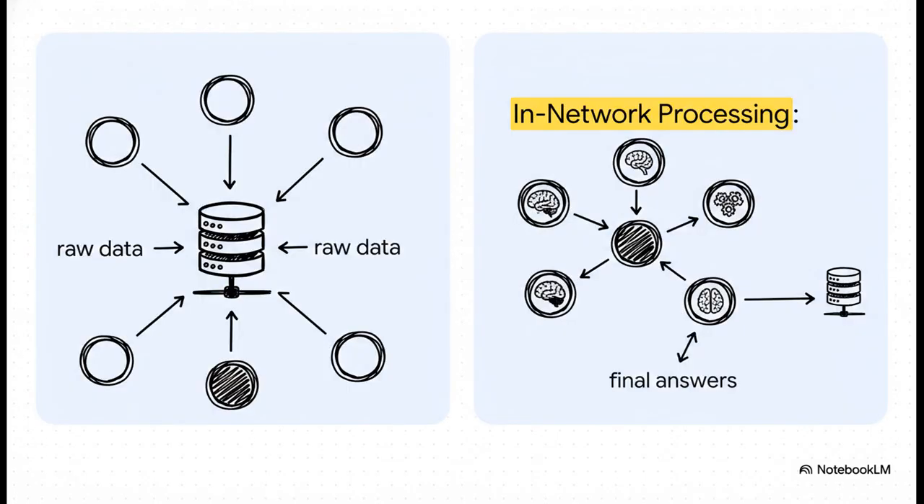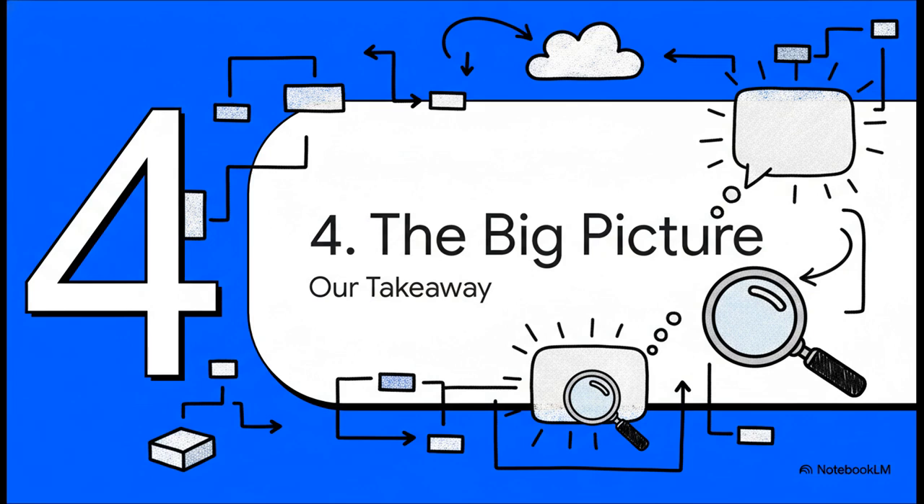And even here, there are different ways to build things. You can go the dumb route, where a bunch of sensors just collect raw data and send it all back to a central server to be processed. That's on the left. Or you can go the smart route. That's on the right. Here, each sensor is intelligent. It can process data itself, talk to its neighbors, and only send back the final, important answers. Way more efficient.